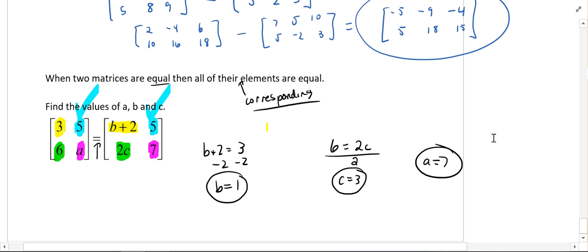Okay. And so what we've done today is we have defined what a matrix is. We've set them equal to each other to find variables. We've added them, subtracted them, and done scalar multiplications. So this concludes our introduction to matrices.